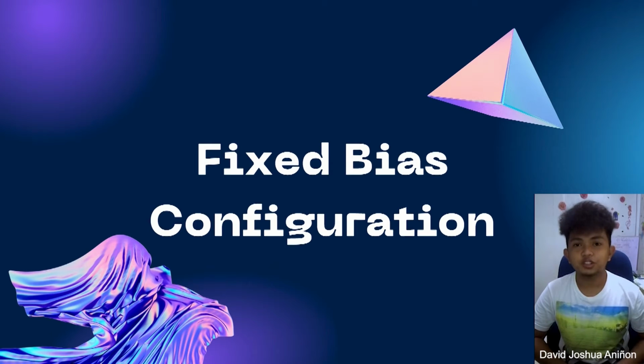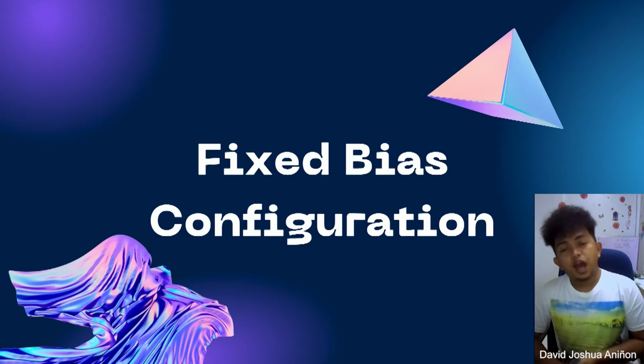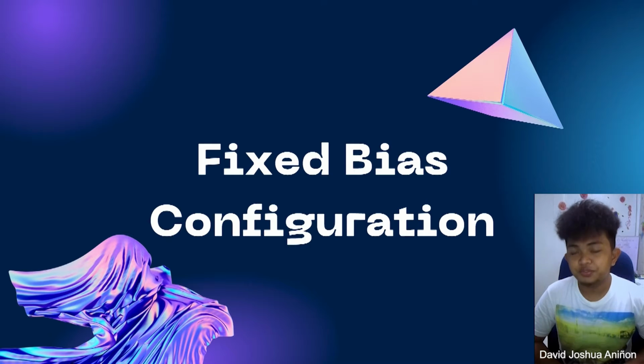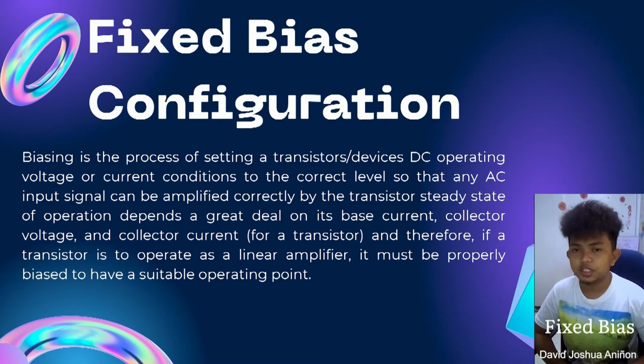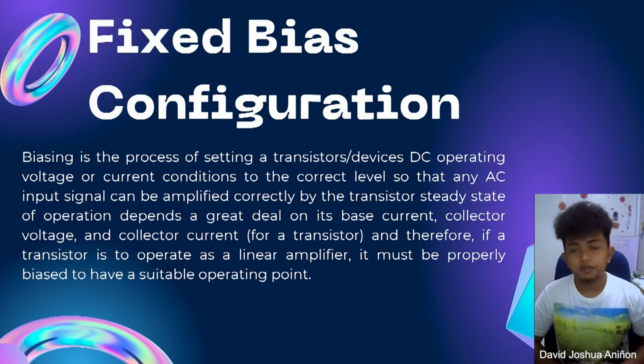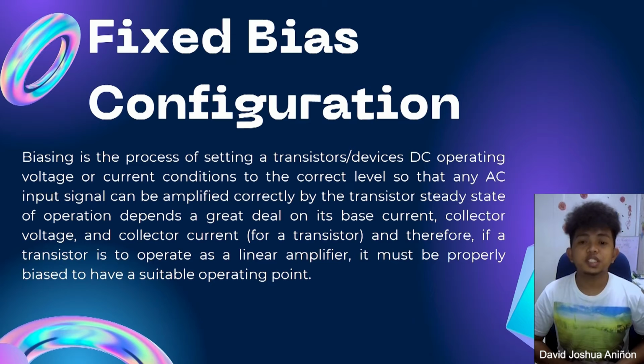Hi, I'm David Joshua. So now I will discuss the fixed bias. I'm going to talk about what the fixed bias configuration is. So first, I need to define it. Biasing is the process of setting a transistor's DC operating voltage or current condition to the correct level so that any input signal can be amplified correctly by the transistor.